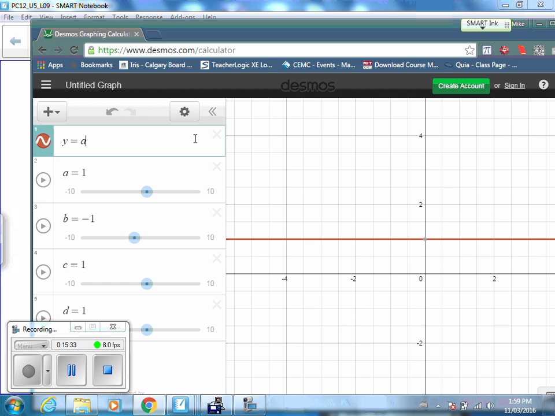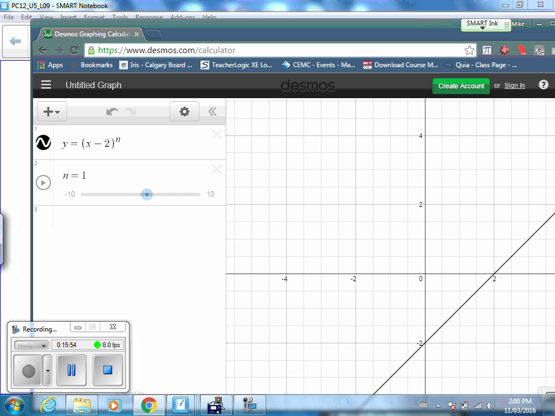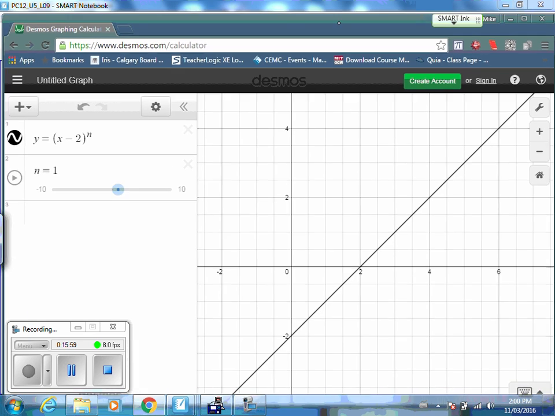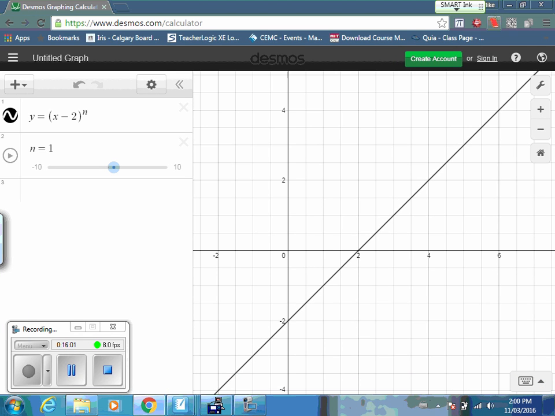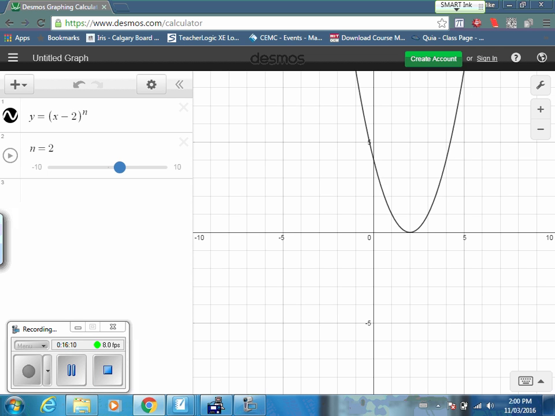Let's actually just clear out all these. And we're going to go y equals x minus 2 to the exponent of n. And then I'm going to add in a slider. This will allow me to do this a little more quickly. So there's my place that I'm kind of going to be focusing on. And back up a little bit, go back to my home scale. So now what we're going to do is go to 3.